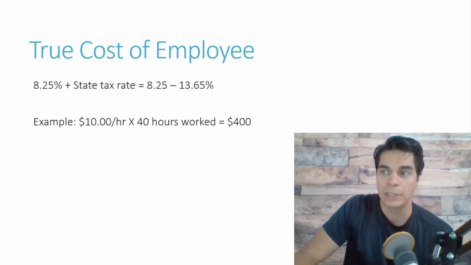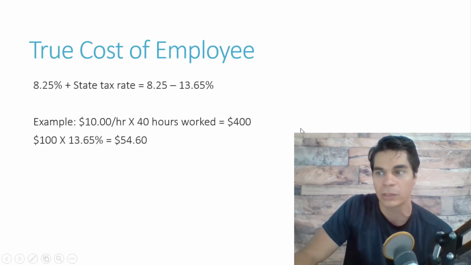So back to our previous example of somebody working $10 an hour at 40 hours, so they earn $400.